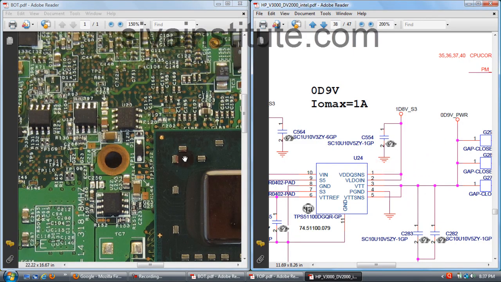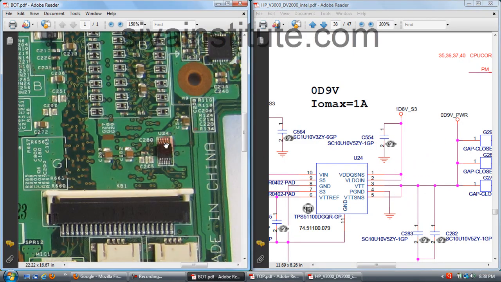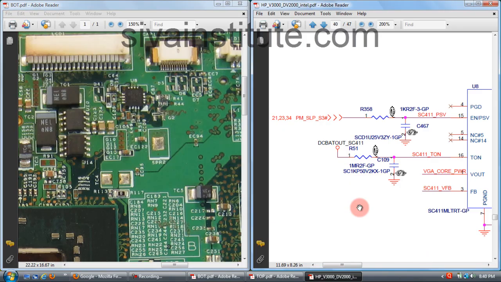This is U24 IC. You should check the voltage at this IC. After S3 command, this voltage also comes out from this IC.